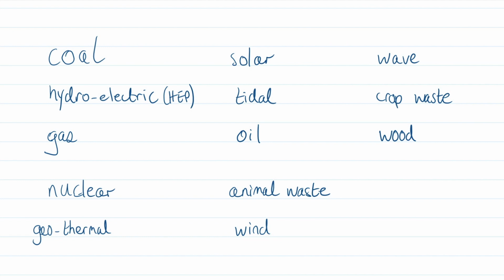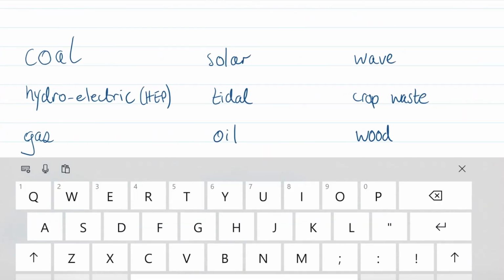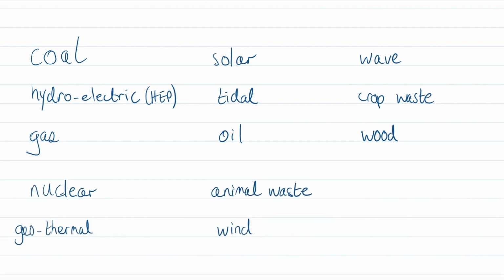Now remember, these are called energy sources, right? They are sources of energy. That's where energy can come from. They are not what we would class as forms of energy. Forms of energy are your heat, your sound, your light, electrical, etc., etc. Sources of energy are where energy can come from to create electrical energy and other forms of energy.